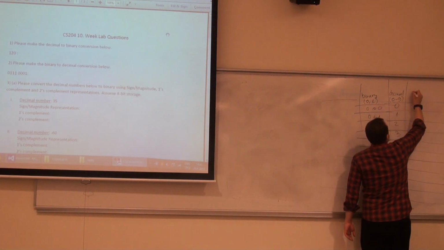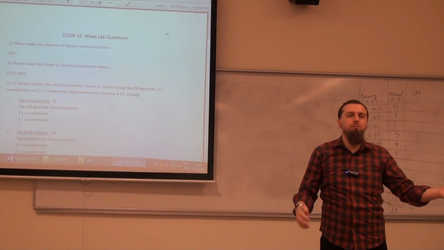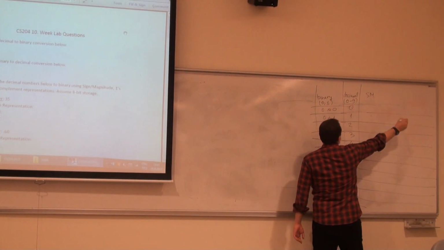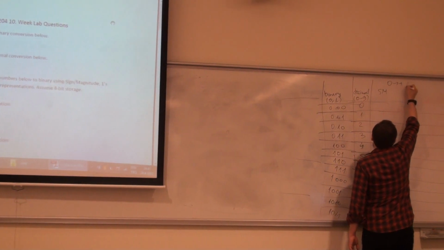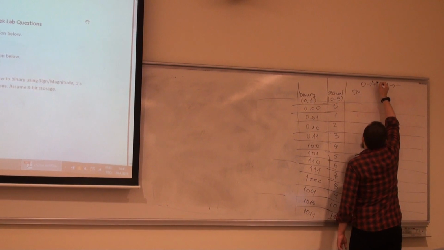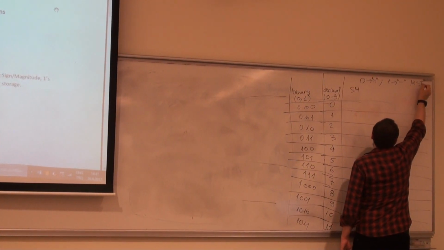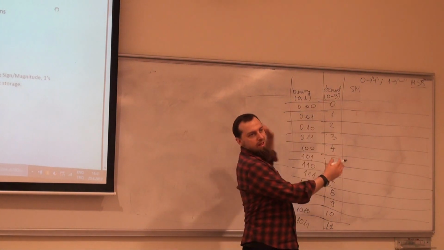So this is the way we might assume the computers are representing the numbers. Sign and magnitude. 0 means it's positive. 1 means it's negative. For the most significant bit, MSB, the most significant is the leftmost bit.